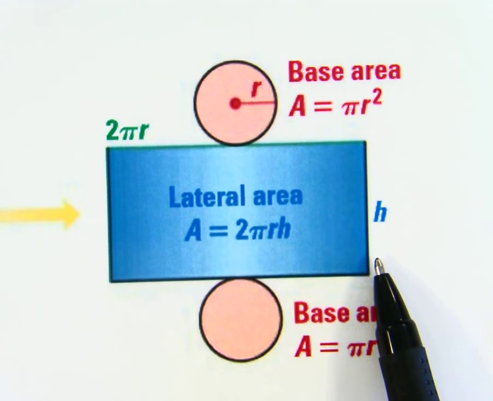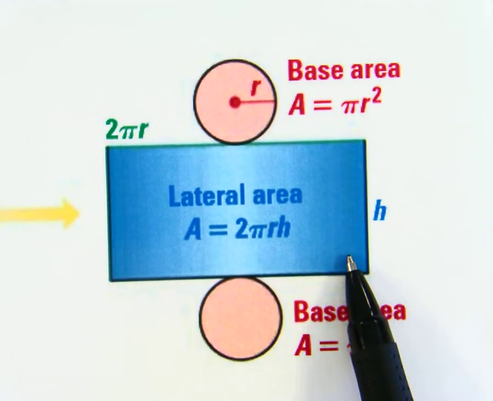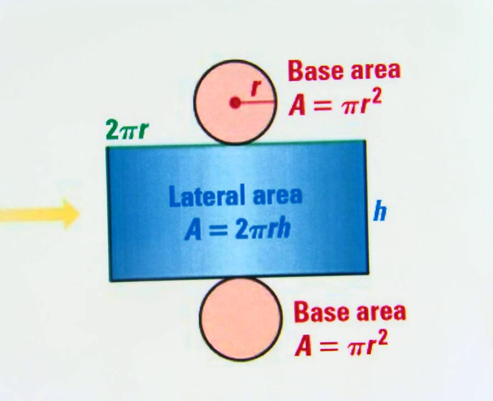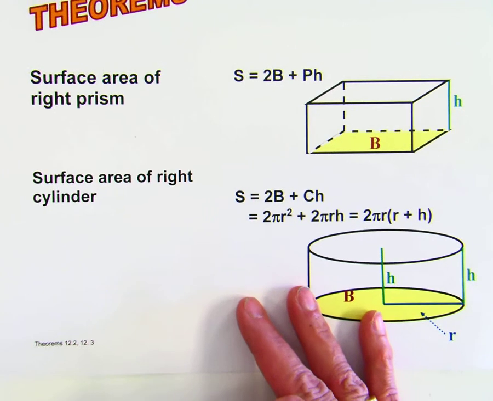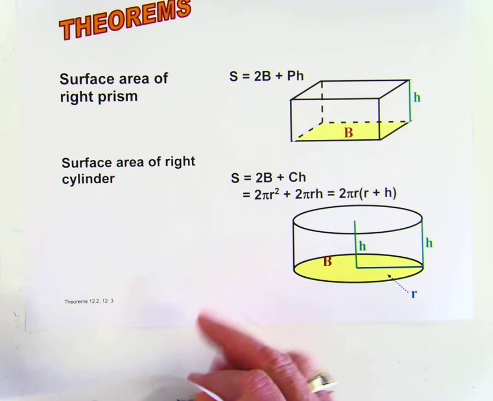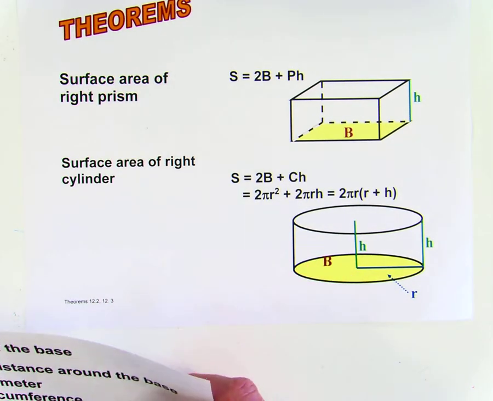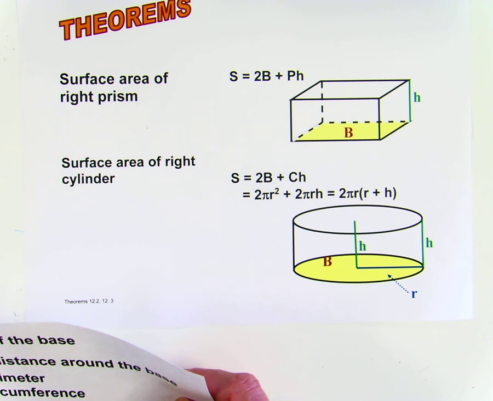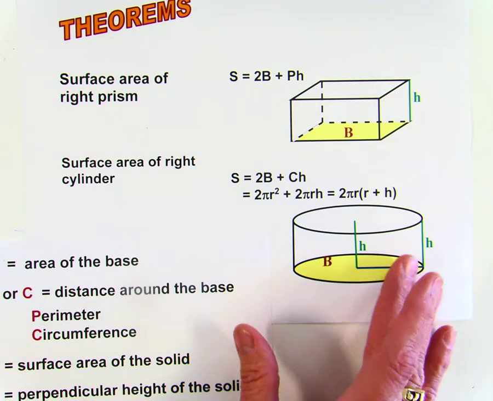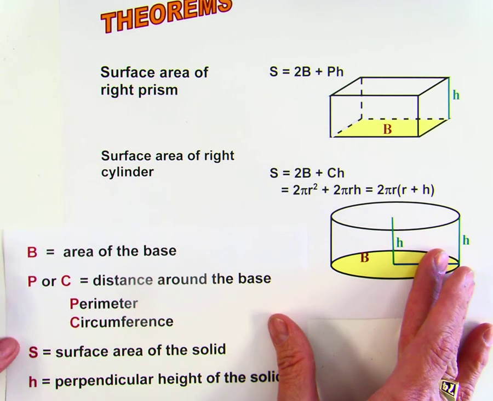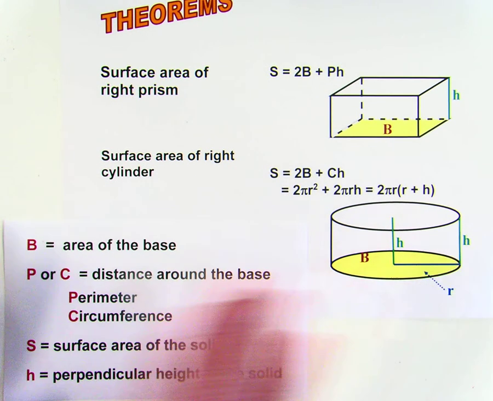The height of the original cylinder is the same as the width of the label, or the lateral area. We have some formulas for that, and here they are. The surface area of a right prism and the surface area of a cylinder. These do not work for ones that are not right. So that's a caveat: beware.